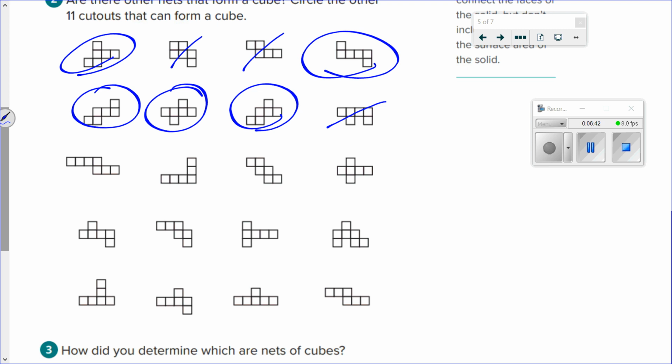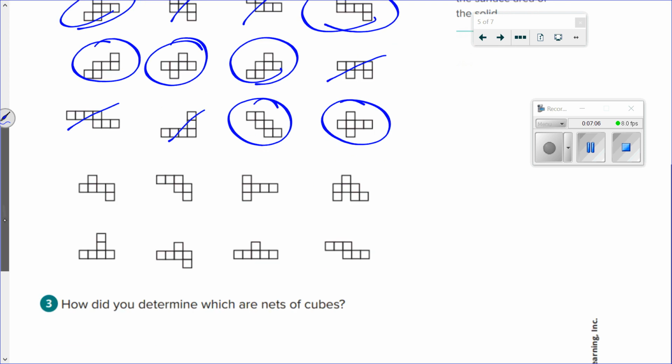Okay, next line. Will the first one make a cube? Raise your hand. No. Second one? Also a no. Third one? Raise your hands if you think it's a yes. Good. That one does. The next one? That was actually what you guys just did. It's just turned sideways.